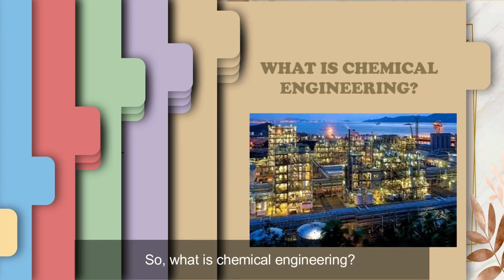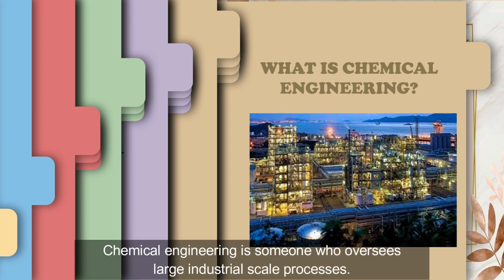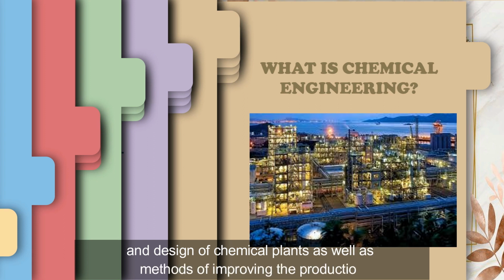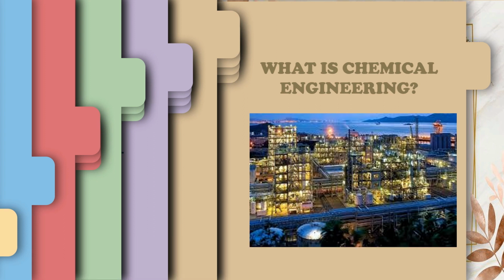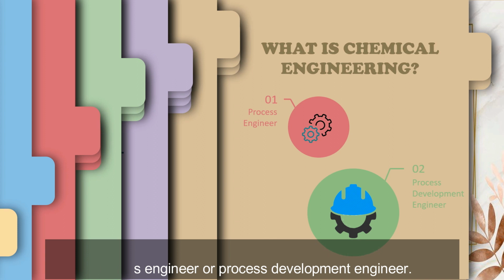So, what is chemical engineering? Chemical engineering is someone who oversees large industrial scale processes. It is a certain type of engineering which deals with the study of operation and design of chemical plants as well as methods of improving the production. The most common job title for a chemical engineer is a process engineer or process development engineer.